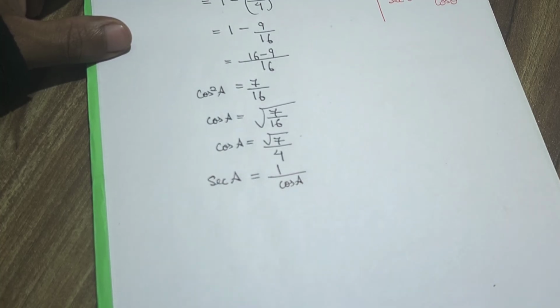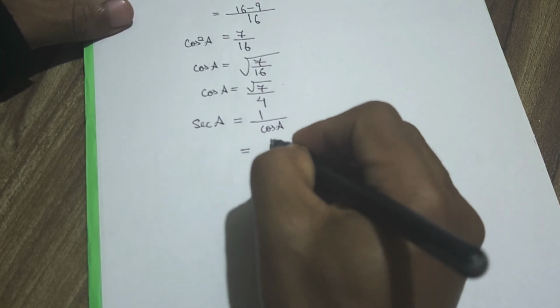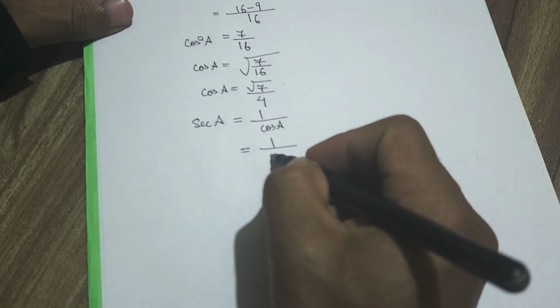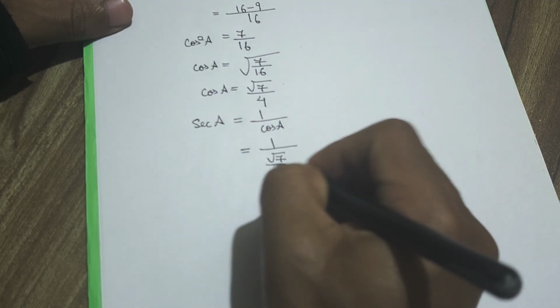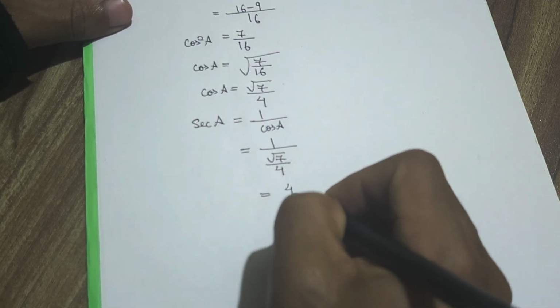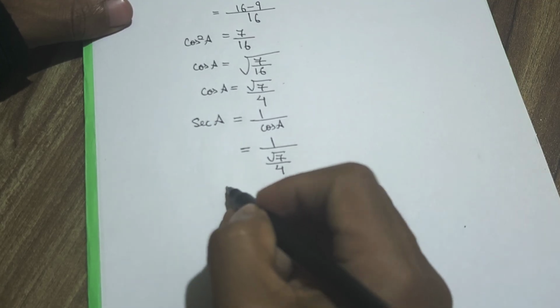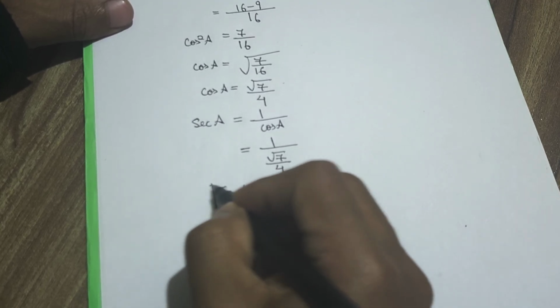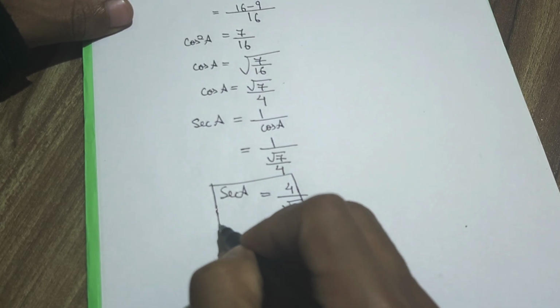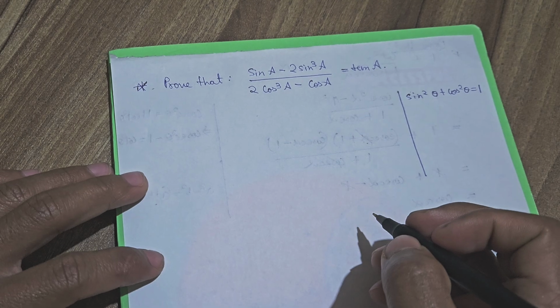Which gives 1 by root 7 by 4, which is 4 by root 7. So this is the value of sec A. We got the answer. So let's see the next question.